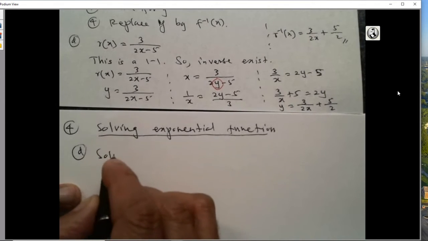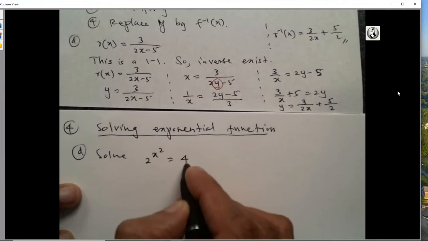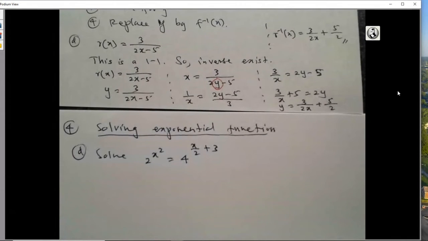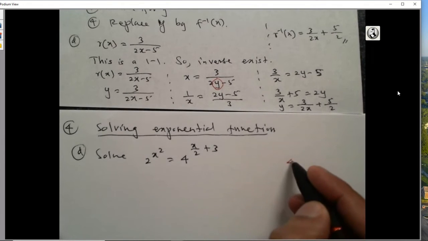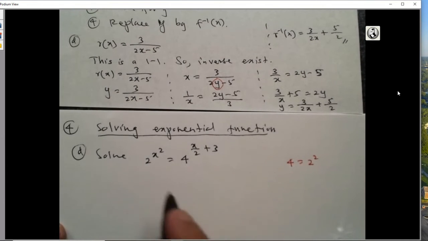Let's say solve 2 to the x squared equals 4 to the x over 2 plus 3. Can someone tell me what is the starting point? You see that there are different bases, but can you bring it to the same base? Exactly, we notice that 4 equals 2 squared. That is the starting point. So we can replace 4 by 2 squared.